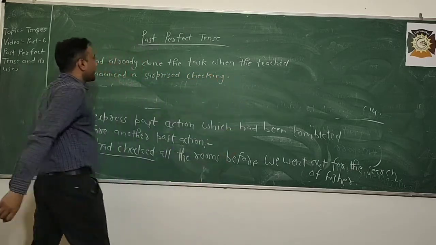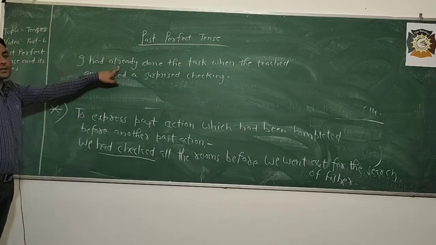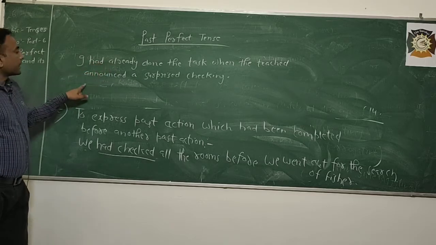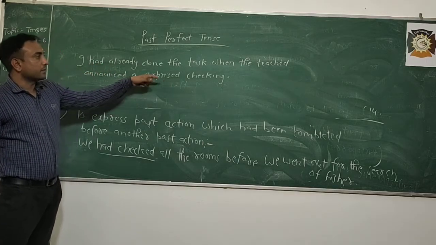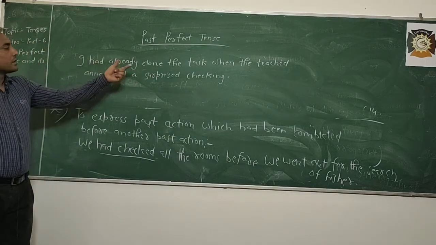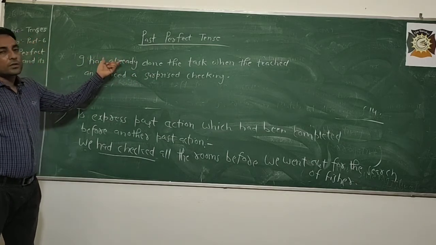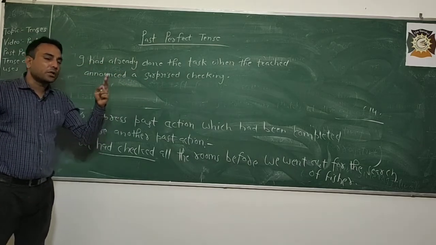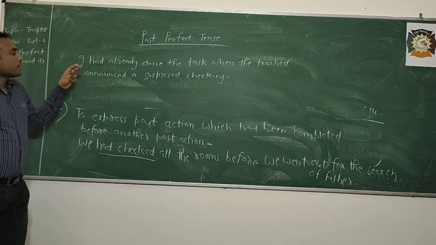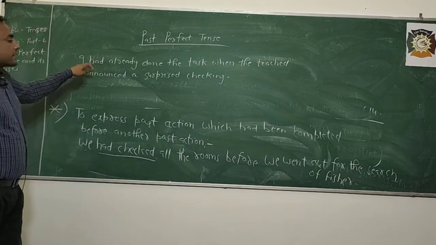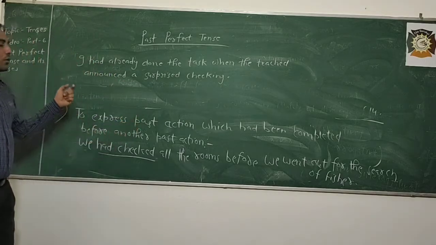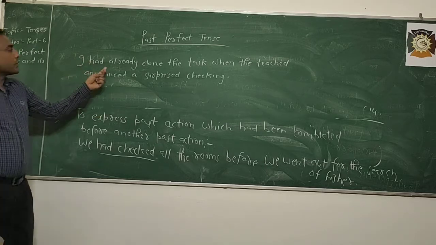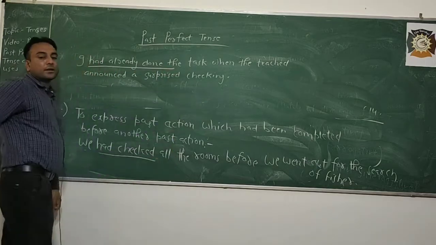Had already done is showing past perfect tense, and one action is completed before the other action in the past, means he had already finished the task which was given to him or her by the teacher, and when the teacher announced the surprise checking, both the actions are in the past. So to express a past action that had been completed before another past action, two past actions are there, both are completed in the past, but in one we are using past perfect tense. I think you got it.